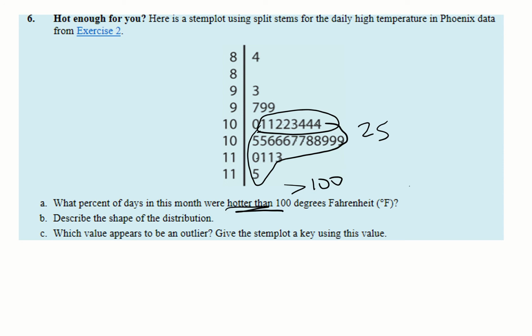So what percent? It's going to be 25 out of, in this case, 31 readings, times 100. And then you get that as a percent. So just convert that to a percent using a calculator.